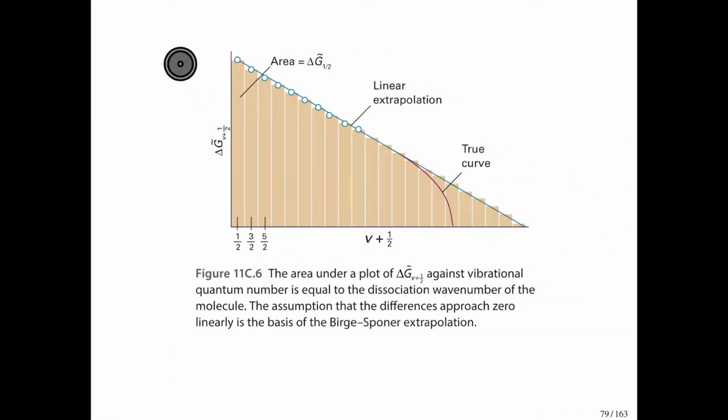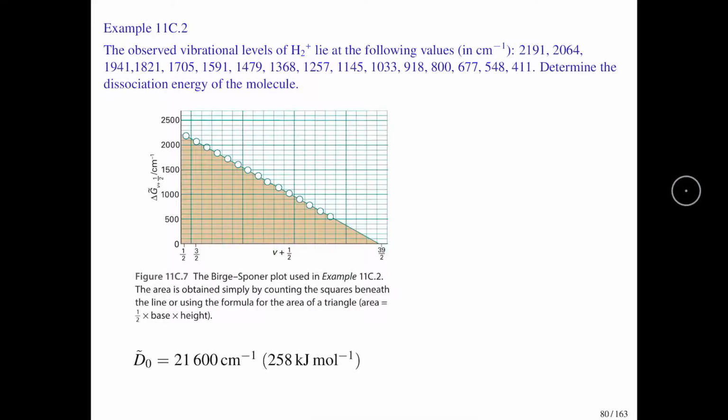And here's what you would do. You would be able to observe a few of them, but then it would probably be hard to resolve some of the higher energy ones. And so you make this Birge-Sponer plot, which is just a linear plot. Then you extrapolate the straight line, and you can take the area of this triangle to estimate the dissociation energy. And that's what's going on in this plot.